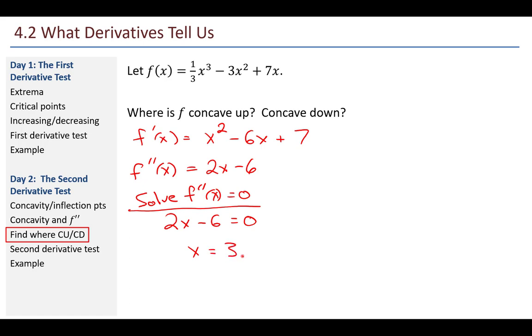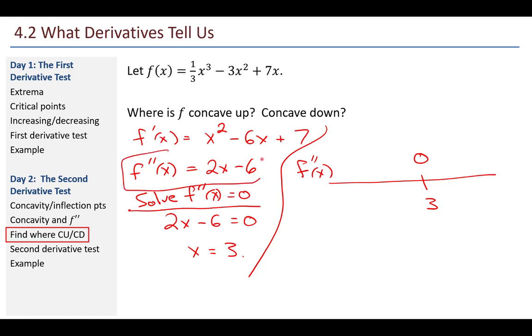So now I can make my sign chart. I'll put 3 at the bottom, and I want to figure out f double prime of x. Where is that second derivative positive or negative? Well, it's 0 at 3. I'm looking at my second derivative. If I plug in numbers greater than 3, those values are positive. And if I plug in values less than 3, those values are negative.